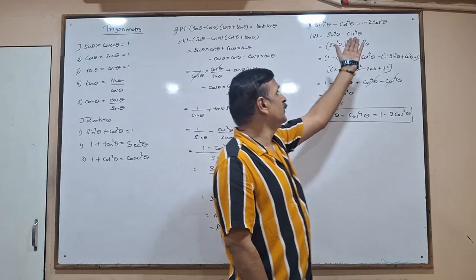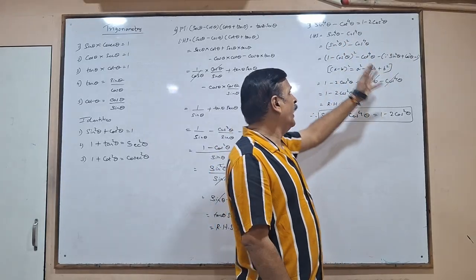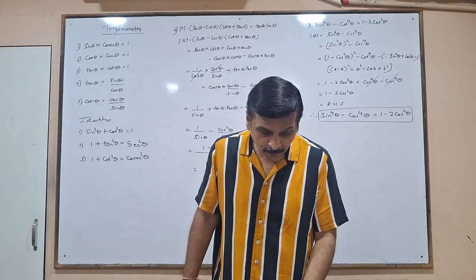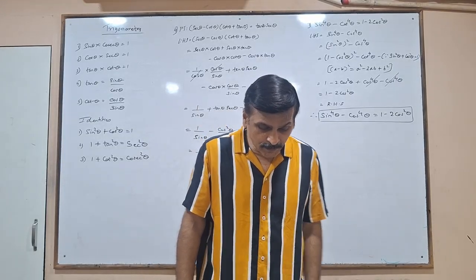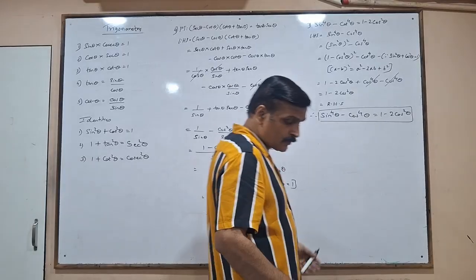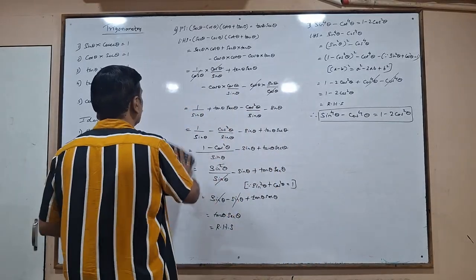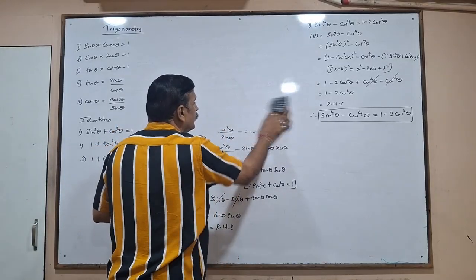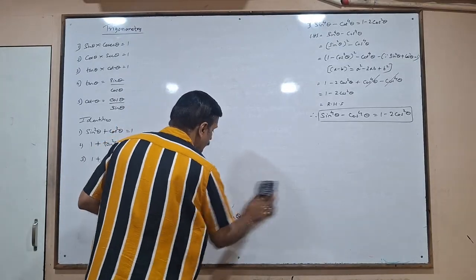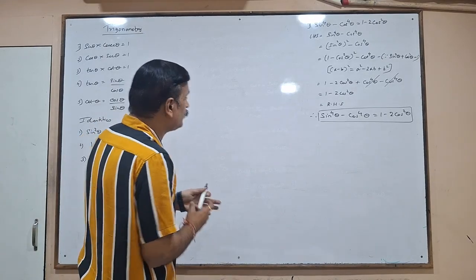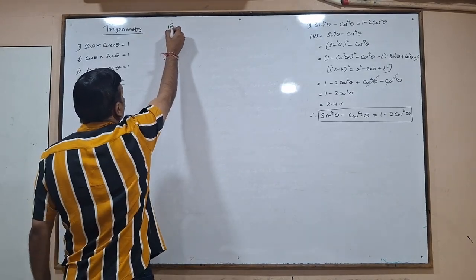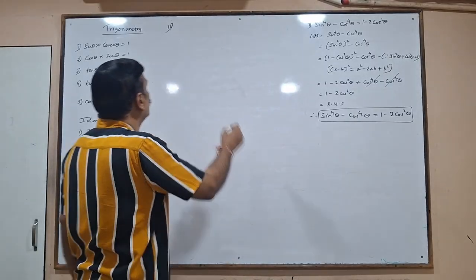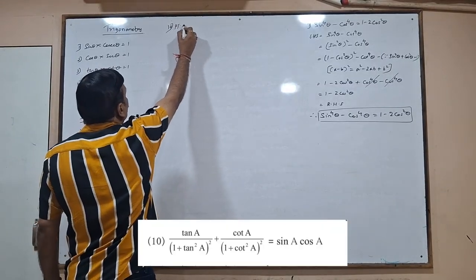Very easy. Observe RHS and simplify. You will reach RHS easily. Then let us solve the 10th one of that exercise. Tenth one. Do that.